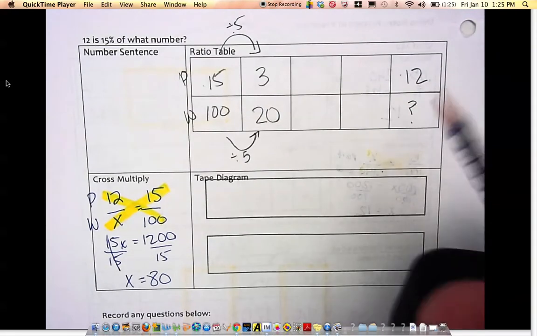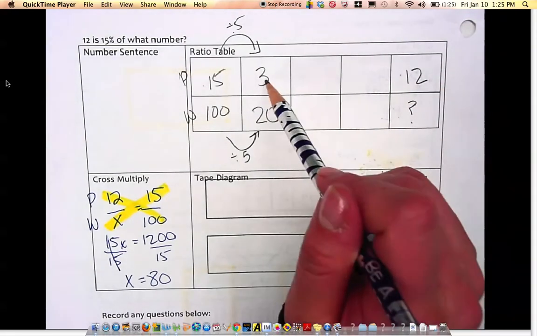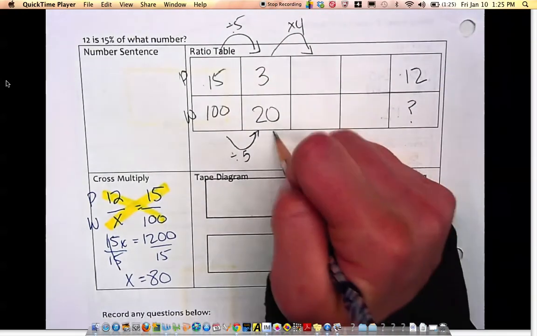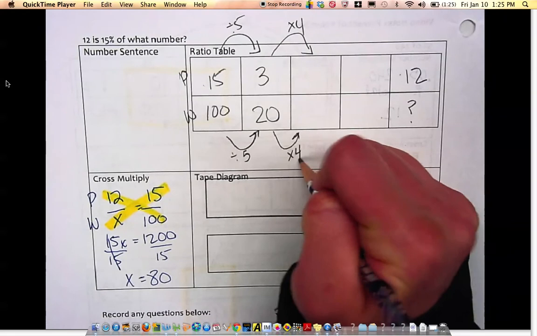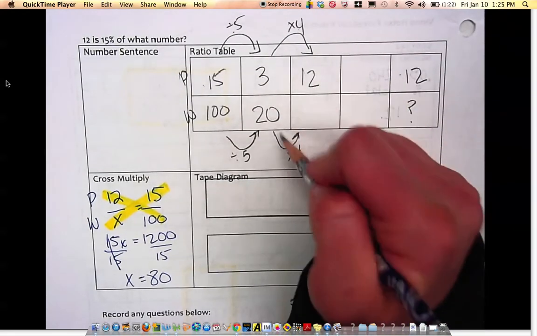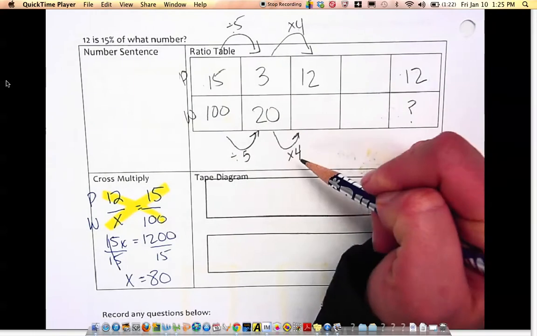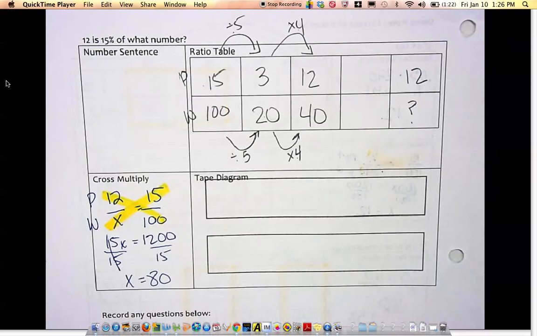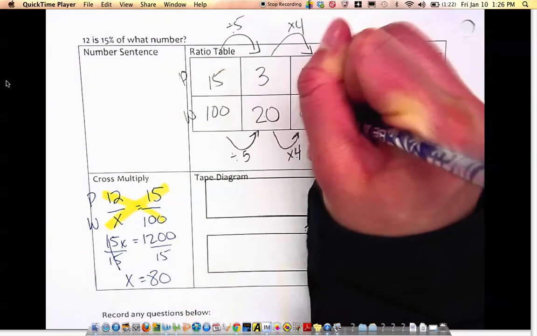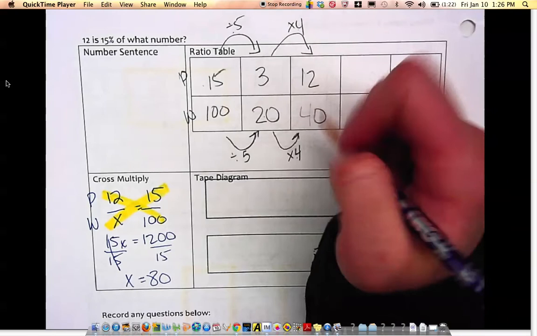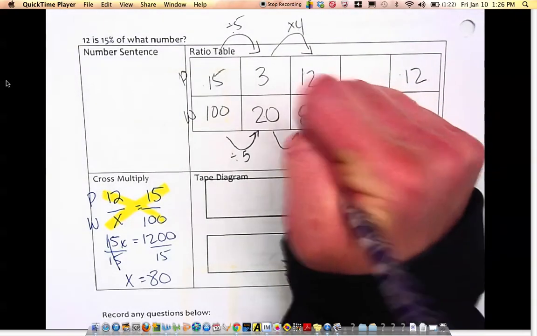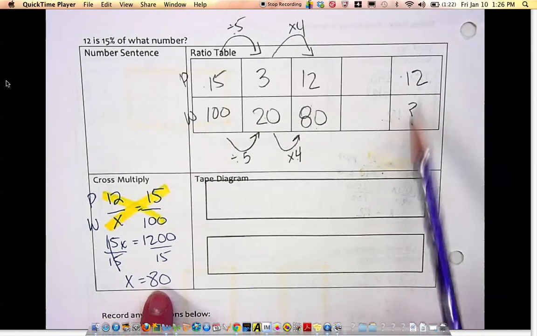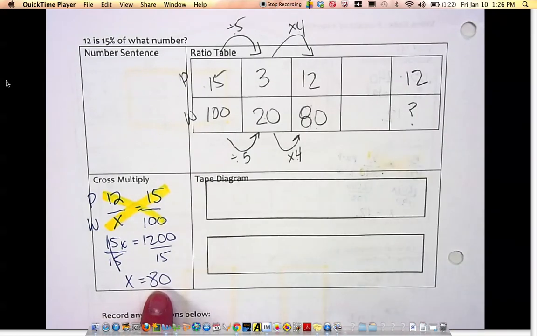All right, well, I'm trying to get to 12. Well, that works nicely with 3. Just multiply now times 4. So whatever I do to the top, I'm going to do to the bottom. So 3 times 4 is 12. And therefore 20 times 4 is 40. No, 20 times 4 is not 40. No, Mrs. Six. 20 times 4 is going to be 80. There we go. Which confirms and matches with this answer. So we have our answer.